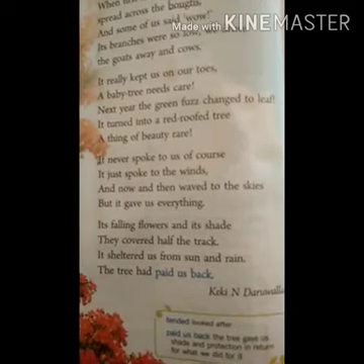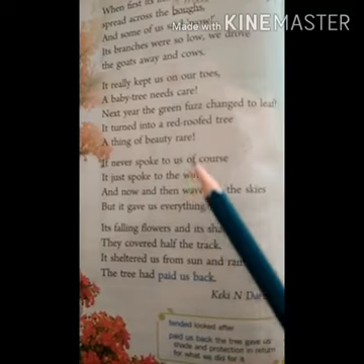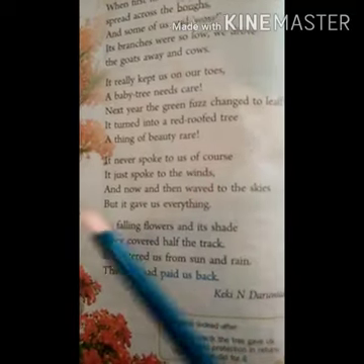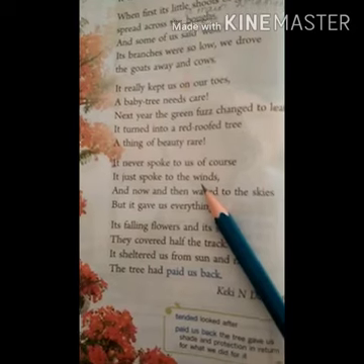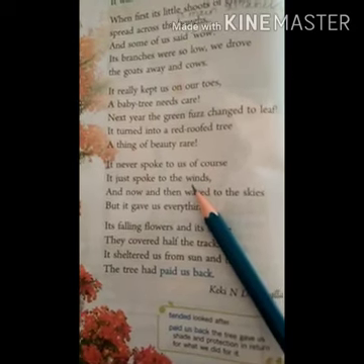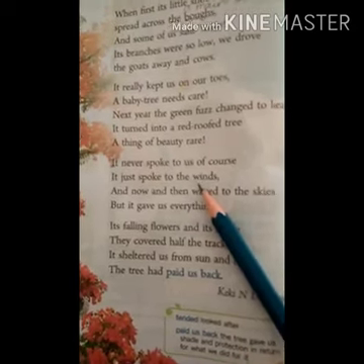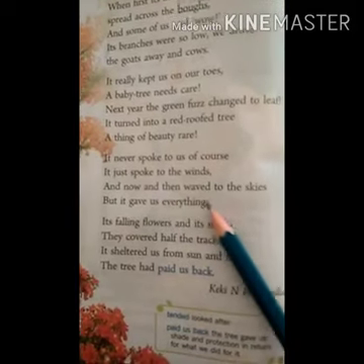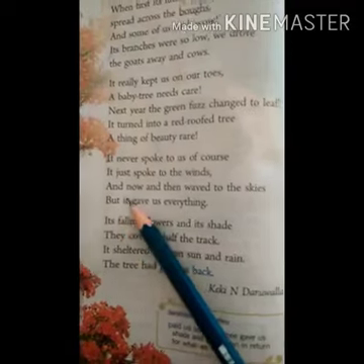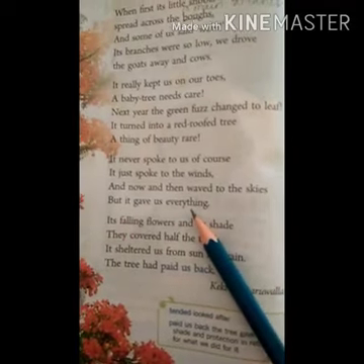What are they telling now? It never spoke to us, of course. It just spoke to the winds. Now what are they saying? Yes, I know that the tree will not speak with us, but my tree spoke to the winds and now and then waved to the skies, but it gave us everything.